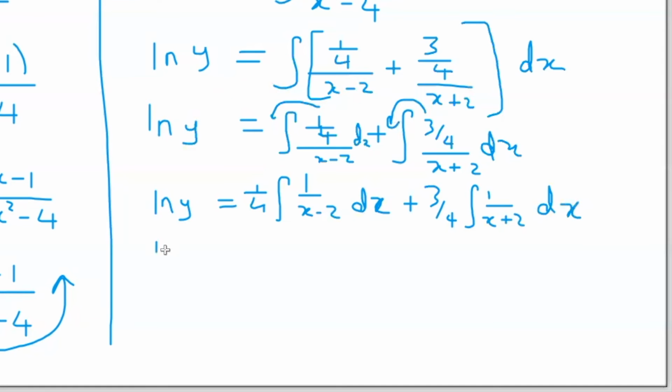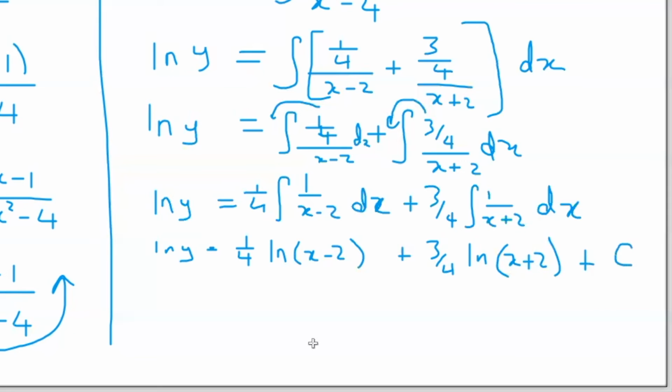Now I can go ahead and integrate. So when I integrate 1 over x minus 2, I will have a quarter ln, so this becomes ln x minus 2, plus integral of 1 over x plus 2. I will have 3/4 ln x plus 2, and my constants I'll have plus c. Now, I know when I have numbers in front of ln, I can carry it upwards, so it becomes a power. That's coming from log rules.